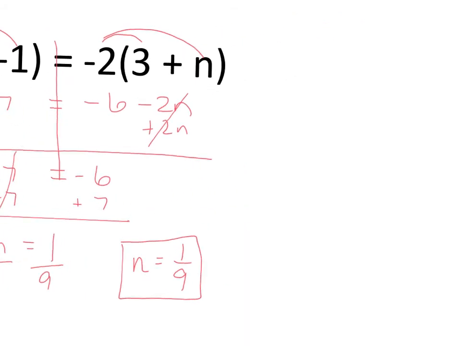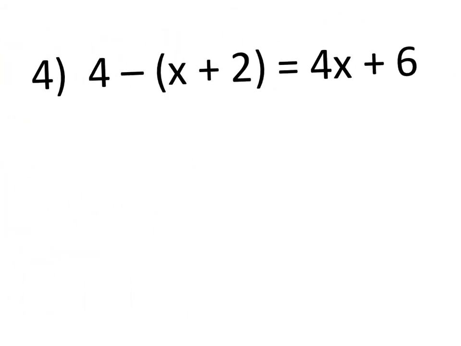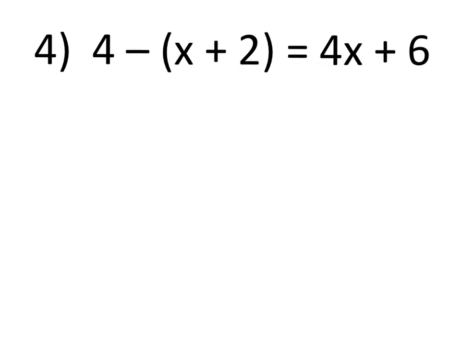Okay? All right, let's take a look here at number 4. Keep in mind that when we have this negative in front of the set of parentheses, we're still going to distribute that negative to both parts. Okay, so I'm going to take that negative through. So I'm going to have 4 minus x minus 2 equals 4x plus 6.